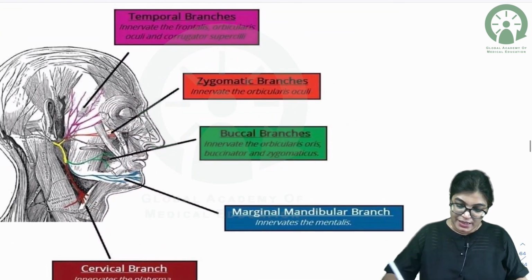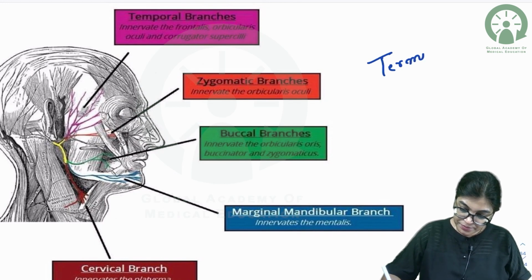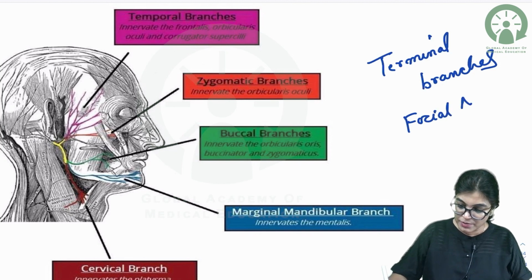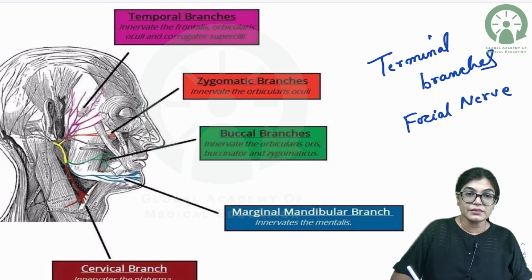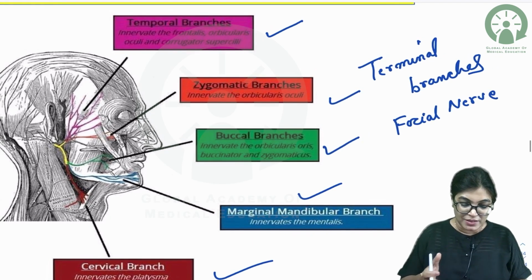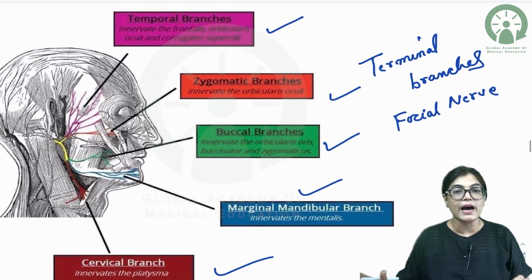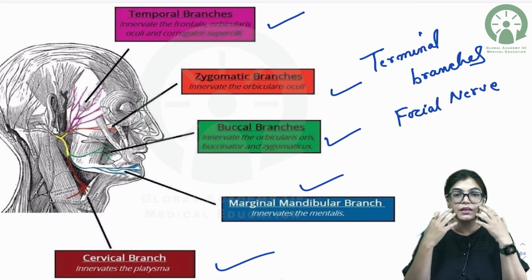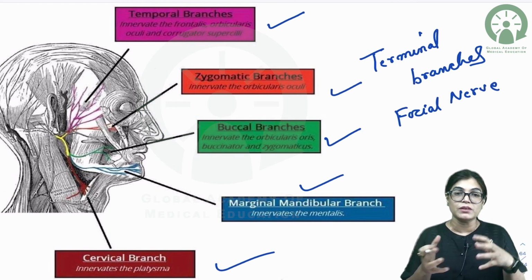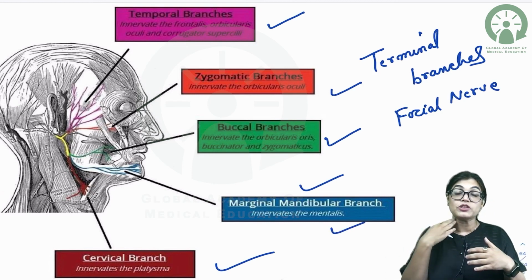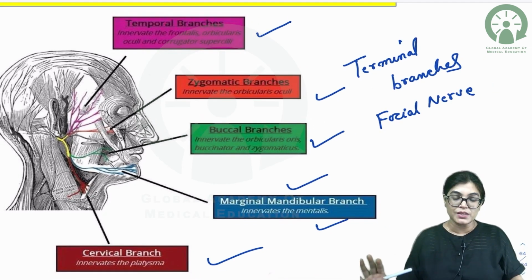So in this diagram you can see the terminal branches of the facial nerve have been shown: temporal, zygomatic, buccal, marginal mandibular and cervical. The temporal branch, as you can see, supplies the muscles orbicularis oculi and corrugator supercilii. The zygomatic branch innervates the lower part of orbicularis oculi. The buccal branch supplies the rest: buccinator, zygomaticus, orbicularis oris. The marginal mandibular gives innervation to mentalis. The cervical gives innervation to platysma. So all this information is given here.